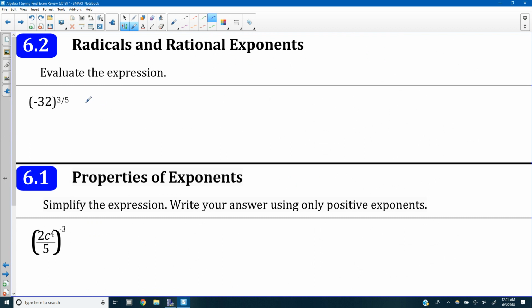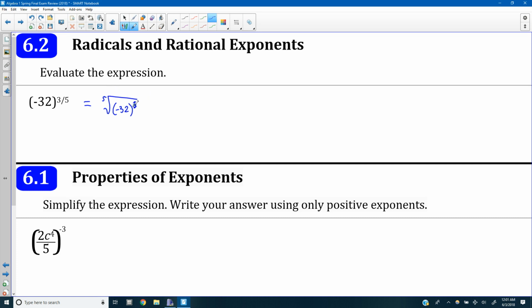Well, the conversion that happens here is that the denominator of the exponent actually represents the root. It represents the root of this value here. So that 5 I'm going to put right here. This means the 5th root of negative 32 is actually what goes inside here, and I'm still going to wrap it in parentheses because I still have this 3 I want to take care of. It says the 5th root of negative 32 quantity cubed. That means I can cube negative 32, and then I can take the 5th root of that number.